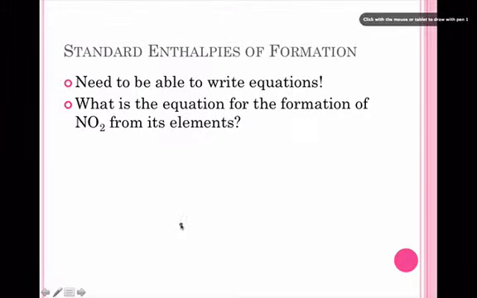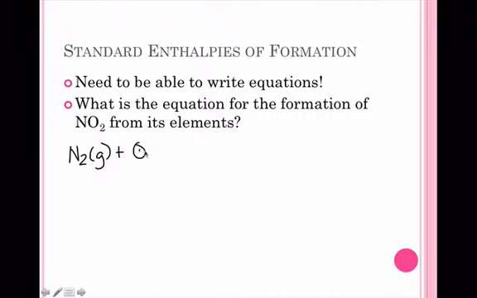So we need to be able then to write these equations that show that these compounds are forming from their elements. If we take the example of nitrogen dioxide, nitrogen dioxide is made up of nitrogen and oxygen. So you have to think about, what do nitrogen and oxygen look like in their elemental state? Well, nitrogen is a gas and it's a diatomic gas, so that would be N2. Oxygen is the same, it's a diatomic gas. That would be O2. That's going to give you the NO2 gas. And then you need to balance it. So this would be the reaction for the formation of NO2 from its elements.